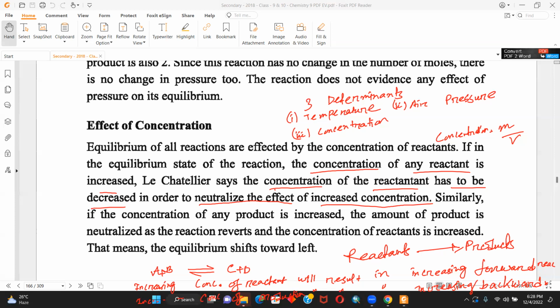So the three determinants, the effects of the temperature, air pressure, and concentration, are these understandable? Tell me. Yes. Okay, all right. So should I move into the new chapter, or will you prefer revising them? Tell me. You can just move into the new chapter.